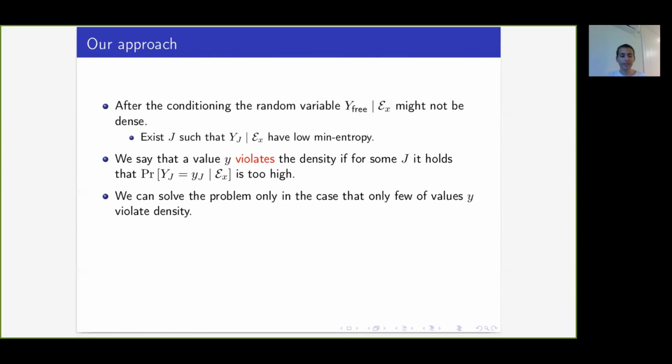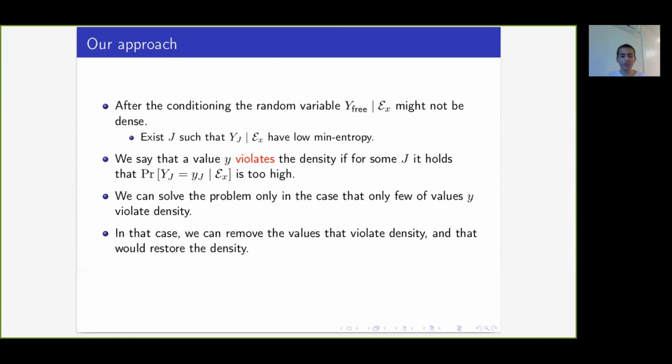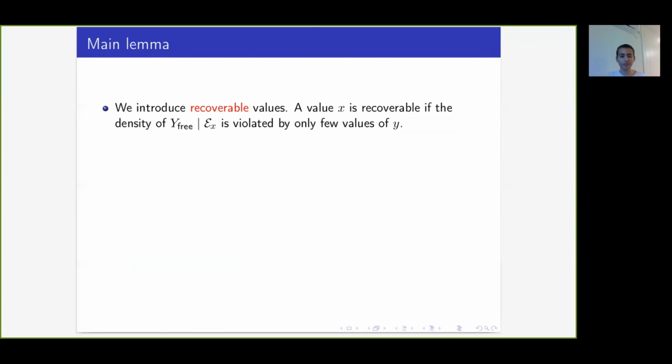We can solve the problem in the case where only a small number of values violate the density. We can restore the density of y by removing those values from the support of y. Our main technical contribution in this work is to show that this case happens with high probability. We now state more formally our main claim. But first, we introduce the notion of recoverable values. A value is recoverable if the way we described to restore the density is viable.